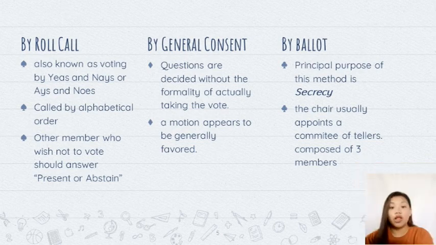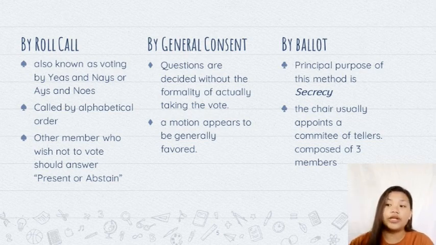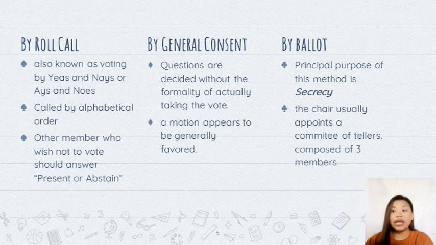Next is by general consent. The questions are decided without the formality of actually taking the vote. But if objections arise in the two cases, namely readings of minutes or minor correction, then the general consent should be discarded and the question should be asked.